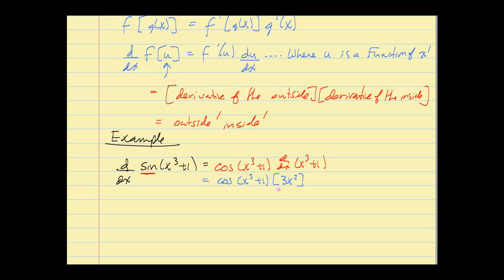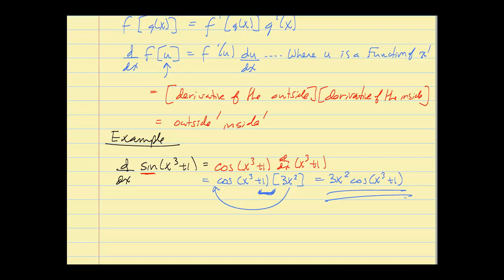That's my derivative. However, we don't want to make the mistake of thinking, golly, I should multiply these together. So what we do is we pull any coefficients out front. So our derivative is going to look like 3x squared cosine (x cubed plus 1). That's my derivative using the chain rule.